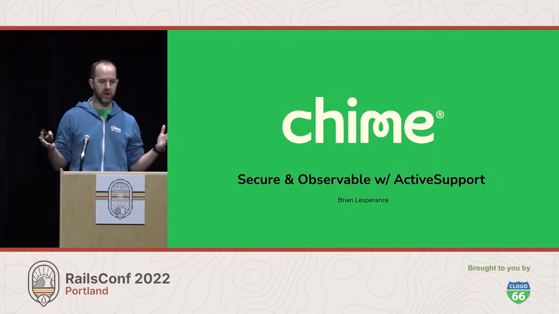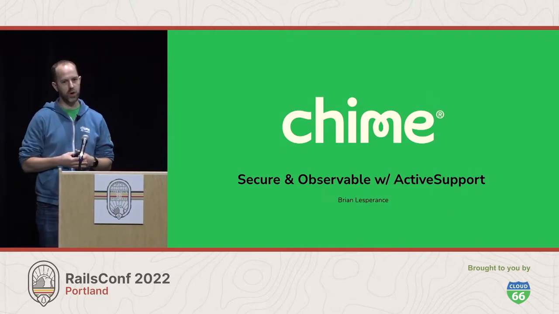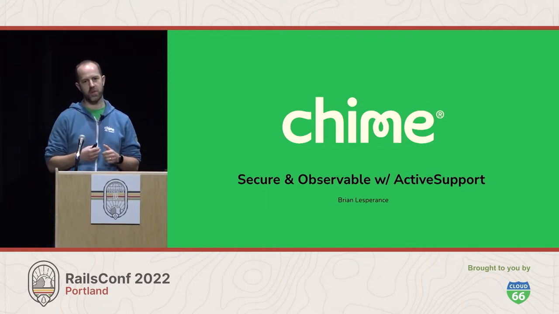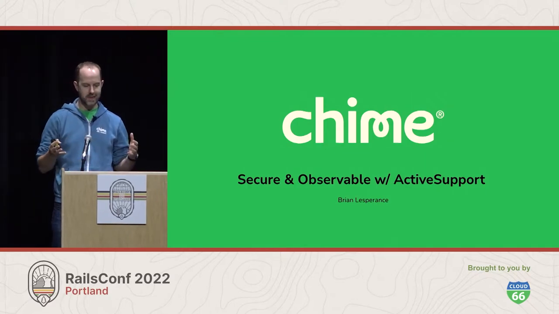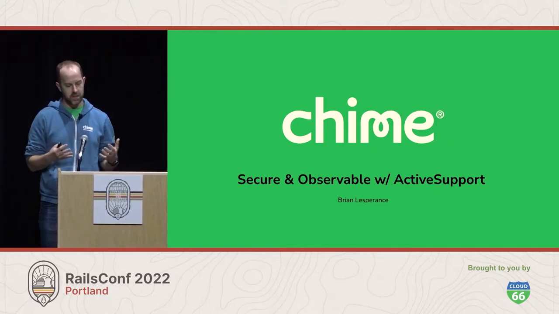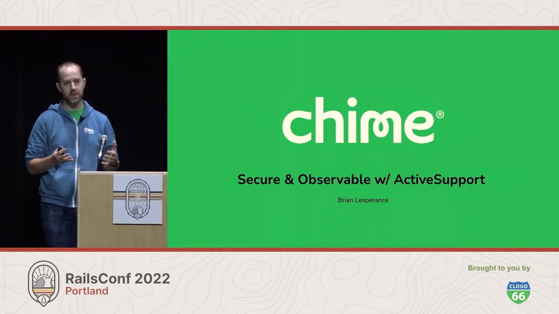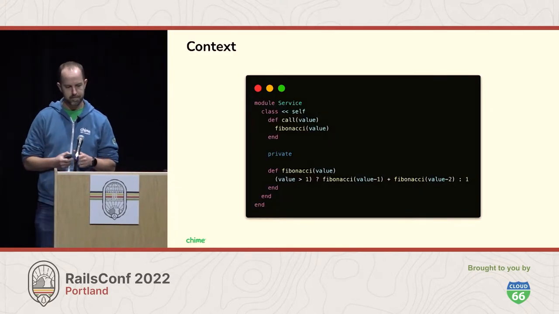My name is Brian Lesperance. I'm a software engineer in Chime's Risk and Support Engineering Group. I'm going to share a story about developing secure and observable software with Active Support. For any team, it's important to balance development speed with security. And as teams grow, it's important to balance autonomy with consistency amongst teams.